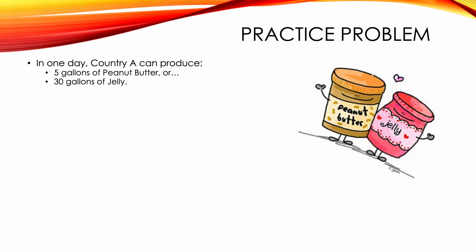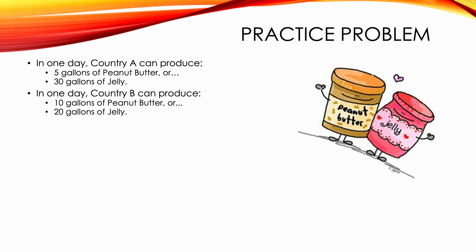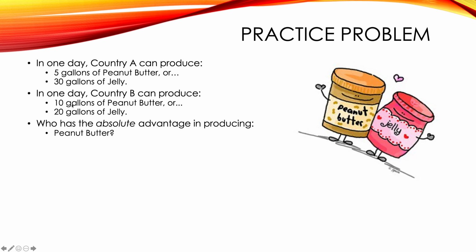So, in one day, country A can produce, here we go, we're fixing the resource time at one day again, 5 gallons of peanut butter or 30 gallons of jelly if they only produce jelly. Country B can produce 10 gallons of peanut butter or 20 gallons of jelly. Who has the absolute advantage in producing peanut butter? Well, clearly that's country B, right? They can produce 10 gallons in a day. Country A can only produce 5 gallons. So, country B.